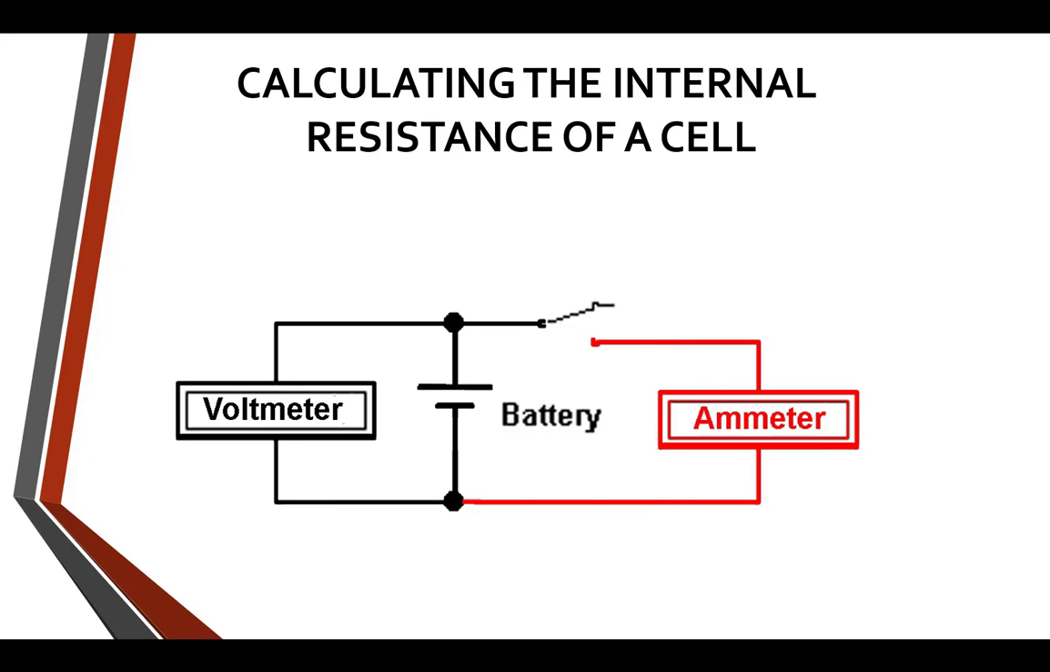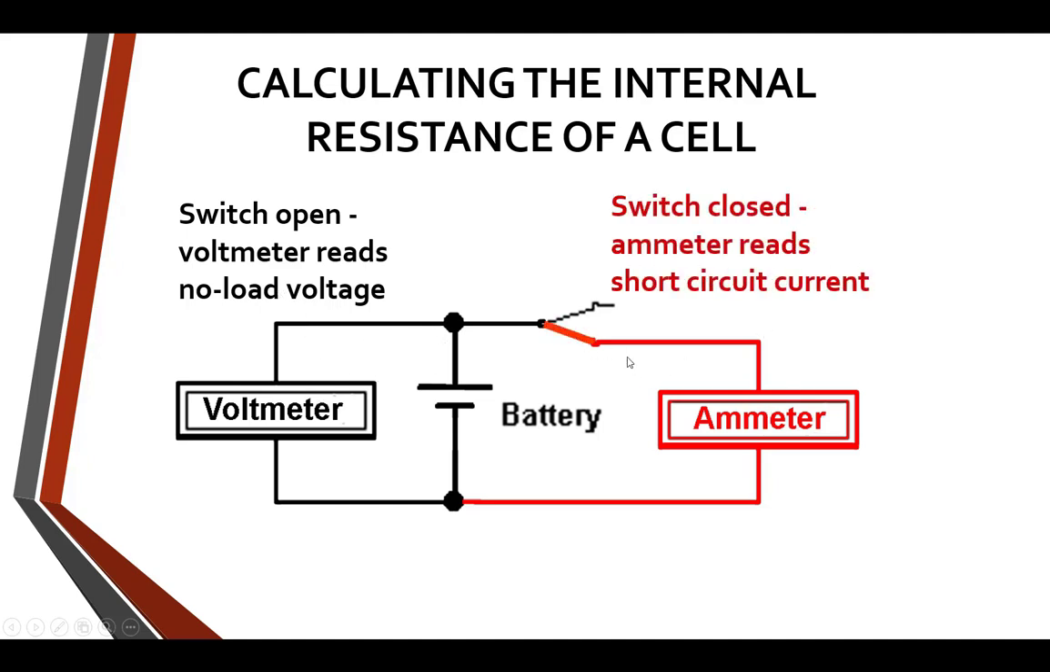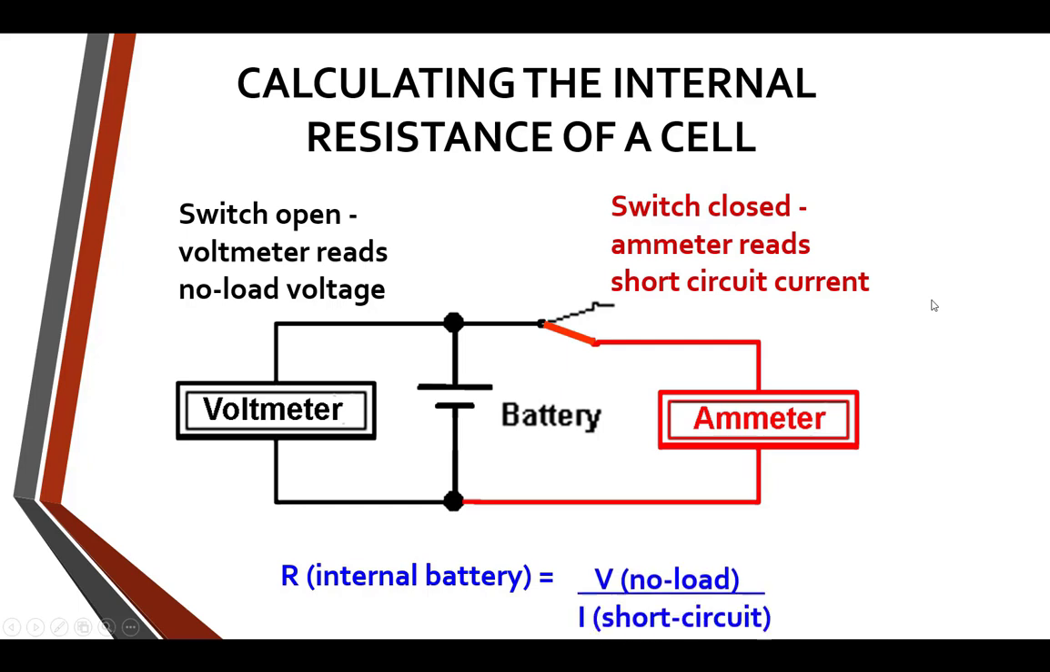Calculating the internal resistance, if you want to, you would do something like this. You would put an amp meter on it. You read the no load voltage, and then you put the amp meter on it and get the current. And so you use Ohm's law to say R is equal to V over I, and now you know what the resistance of that battery is.